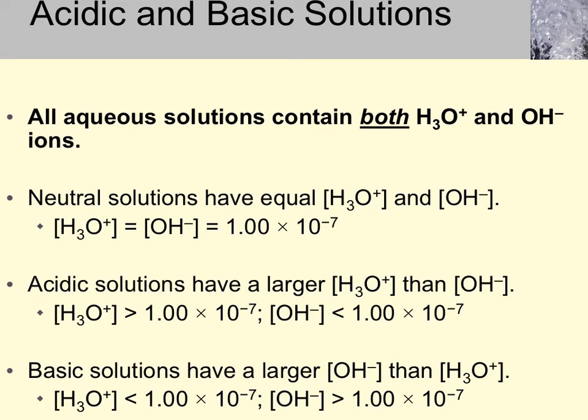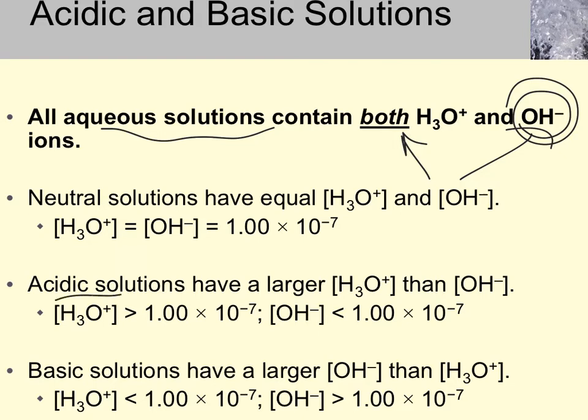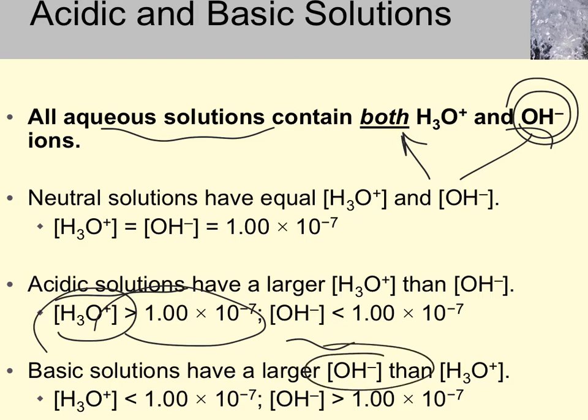So again, even though I said this, I'm going to say it again. All aqueous solutions, no matter what the pH may be, contain both hydronium and hydroxide ions. Even if it's a very acidic solution, you're going to have some level of hydroxide. It's the balance of those two that determines pH. So if you have an acidic solution, that means the concentration of hydronium ion will be larger than that of hydroxide. Okay, in other words, greater than 1 times 10 to the minus 7. Basic solutions will have a higher concentration of OH than hydronium.